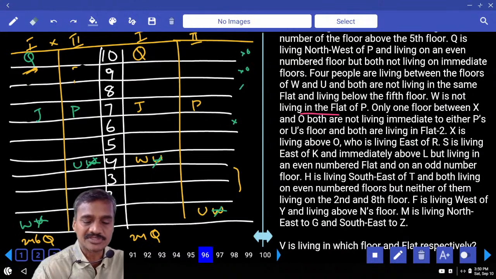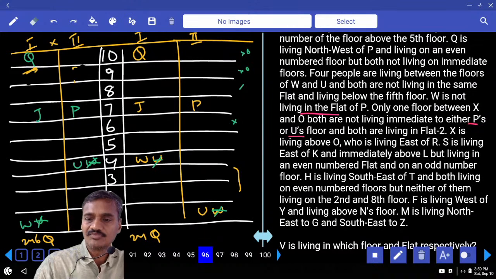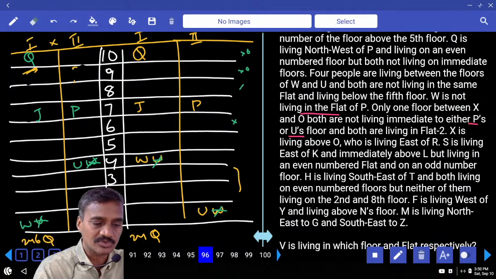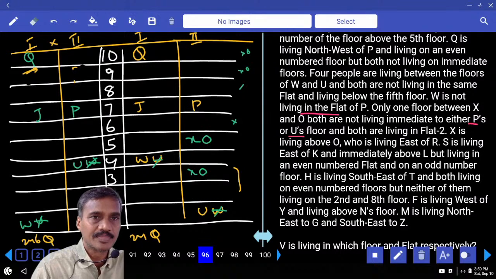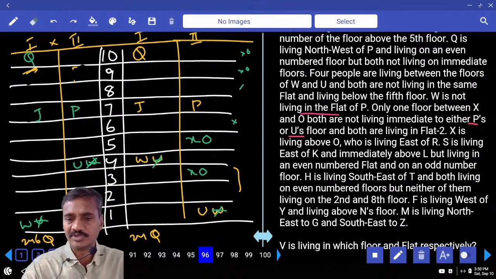And next, where should X and O be? 5 and 3, right? Because they cannot be adjacent to P as well as U, and both are living in flat number 2. X and O are living on flat number 2. So where should they be? Now here again, this X and O, there must be exactly one floor between X and O.